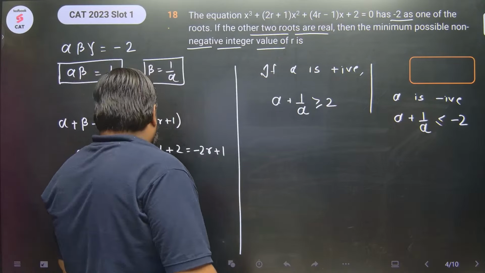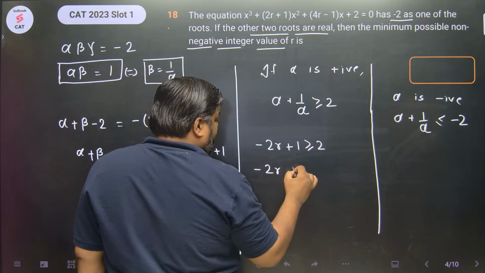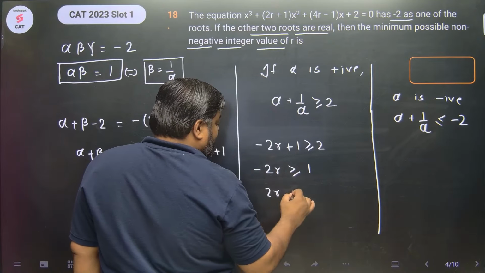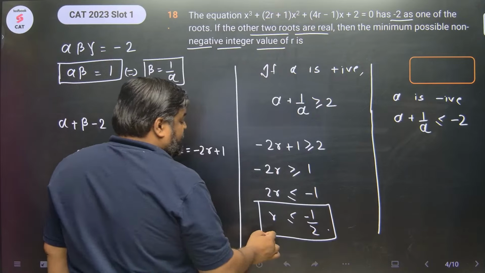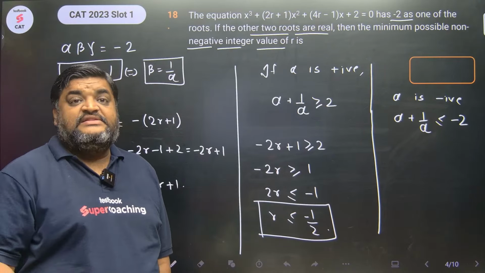And now I know that alpha plus 1 by alpha is minus 2r plus 1. This is minus 2r plus 1 greater than or equal to 2. You have to check both of these cases individually. This gives me minus 2r is greater than or equal to 1, or, sign change, r is less than or equal to minus half. This is one of the ranges of r possible.